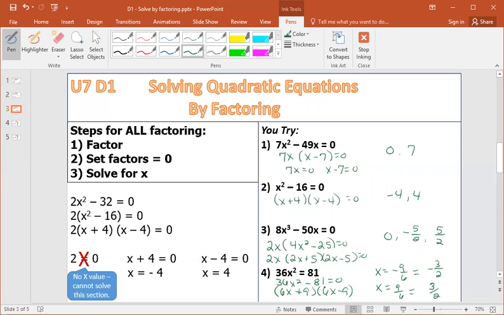So you can see if you do forget to factor it out, when you're solving, you just have to simplify in the end.